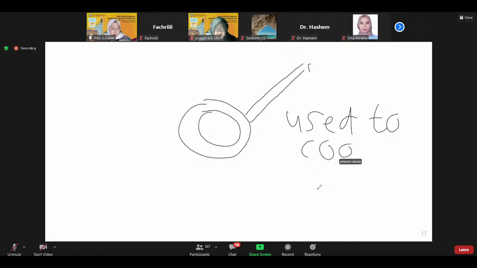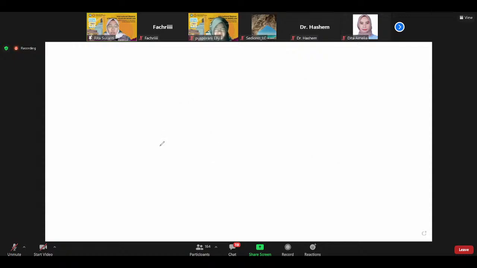It is used to cook. So, anyone know what this is? Yes, it is a pan. Okay, thank you, Miss. We're going to the next.